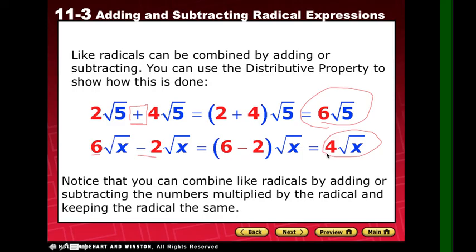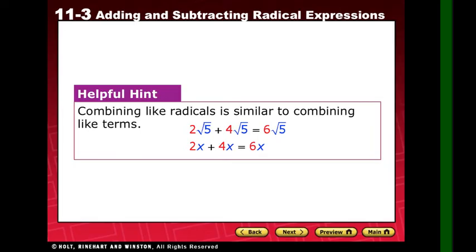So notice that you can combine like radicals by adding or subtracting the numbers multiplied by the radical and keeping the radical the same. So, helpful hint: combining like radicals is similar to combining like terms. Parang ganito siya. 2 square root of 5 plus 4 square root of 5 is equal to 6 square root of 5. Inadd natin si 2 at saka si 4 and then we just copy the radical. Katulad din siya ng pag-combine ng like terms like this one: 2x plus 4x is equal to 6x, and then just copy the variable x. So, ganun lang siya kadali.